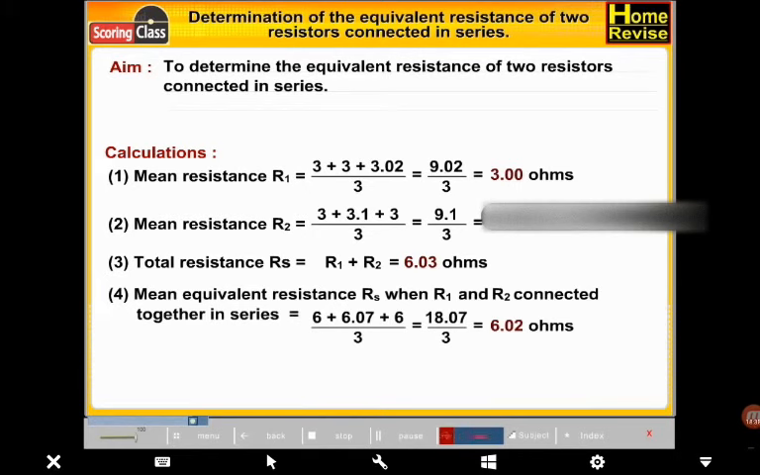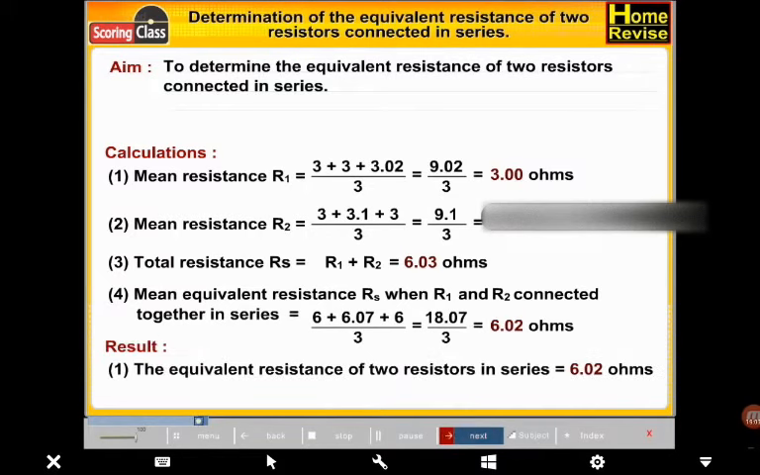Number 4. Mean equivalent resistance Rs when R1 and R2 are connected together in series is equal to 6 plus 6.07 plus 6 upon 3, that is 18.07 upon 3, which is 6.02 ohms. The result is number 1. The equivalent resistance of two resistors in series is equal to 6.02 ohms. Number 2. The relation Rs is equal to R1 plus R2 is experimentally verified.